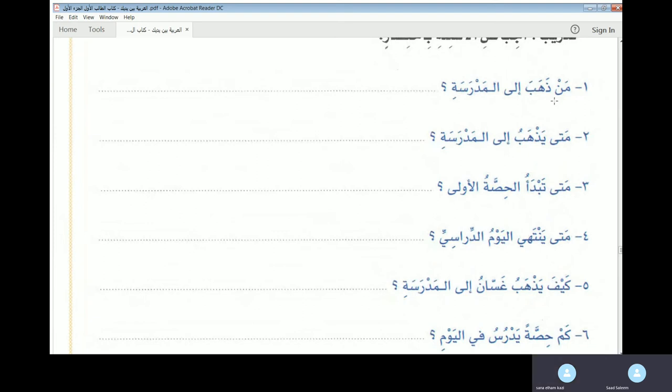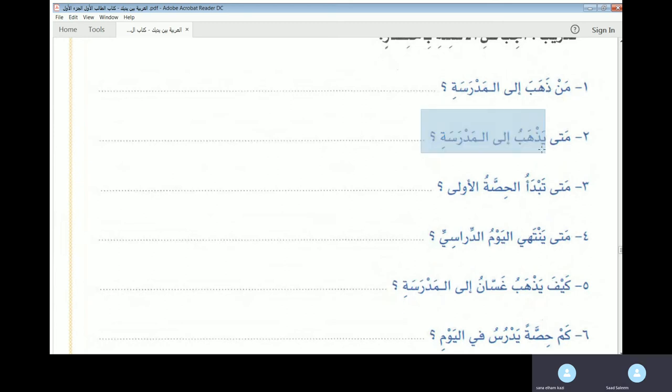Let me write that down. If you start with Zahaba, will we be reading all these rules? Yes, inshallah. Because we are starting with the name, it will be Jumla Ismiya. Right? Okay. If you start with a verb, then it's Jumla Failia.